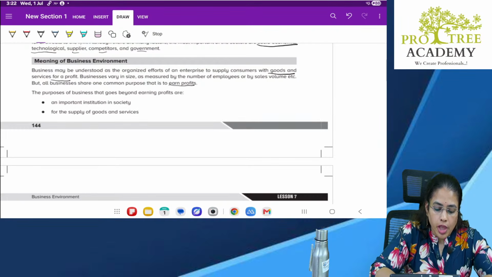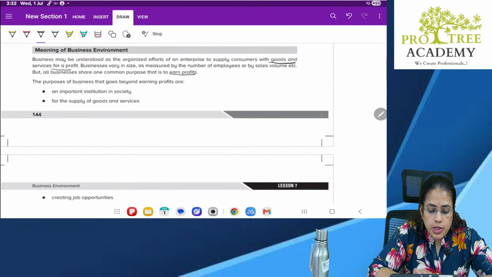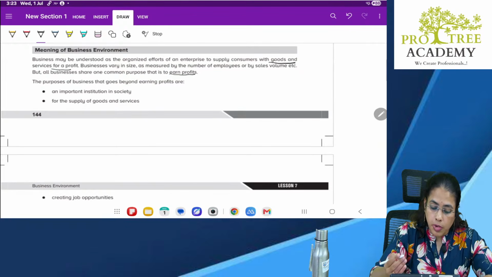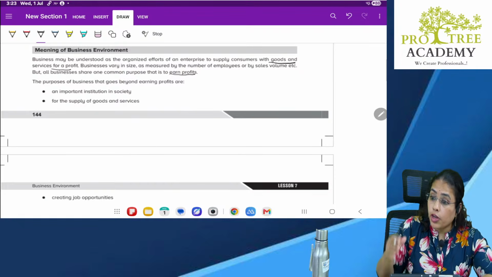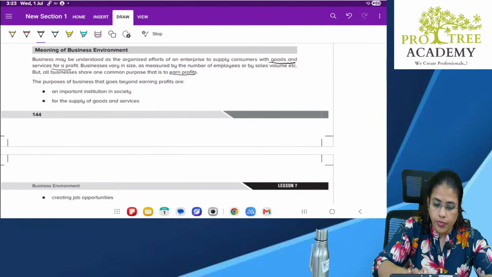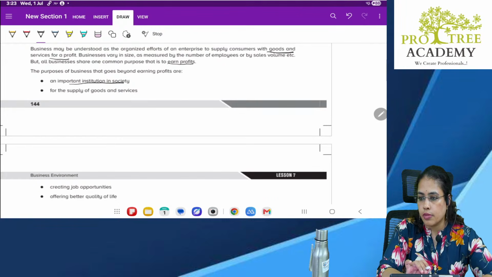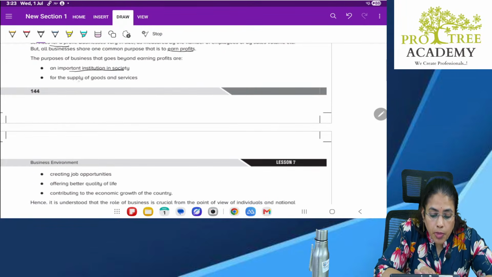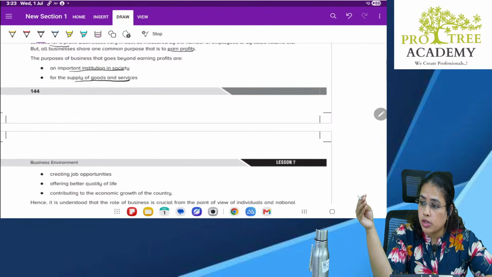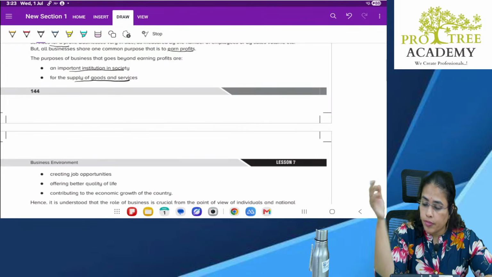Okay. Now the purpose of business that goes beyond earning profit. So what is the purpose where you don't see profit, and what are the other things you will see? The important institutions in society. What are the important institutions you have in the society? Okay. Then supply of goods and services, whether you can supply the goods and services there, whether there is a demand for it.